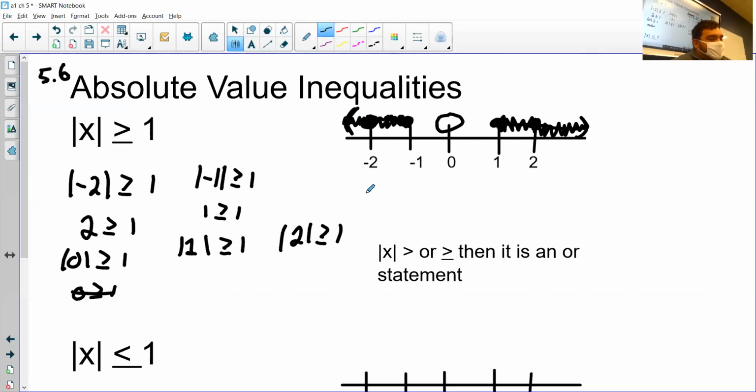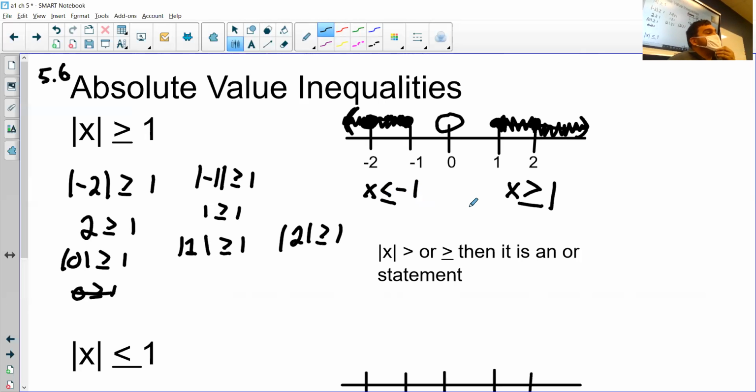Tara, let me give you the first one, and you give me the second one. Ready? X is greater than or equal to 1. What would be the other statement? X is less than or equal to -1. That's fine.